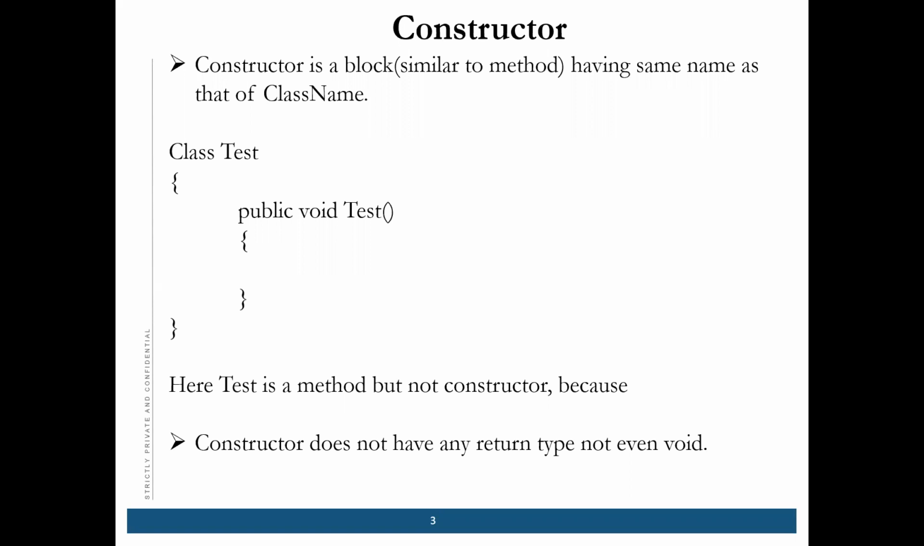Constructor is a method which has the same class name, and it gets initiated as soon as you create an object of a class. That's correct. So constructor is a method, or can be said as a block, which has the same name as the class name. Now suppose there is a class test and this is a method which is written of the same name.